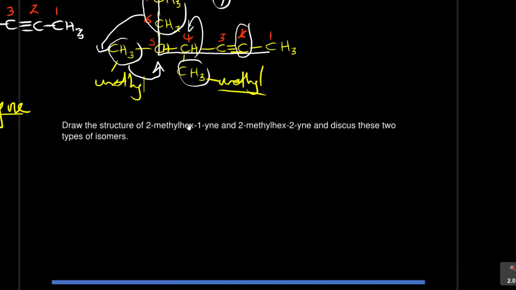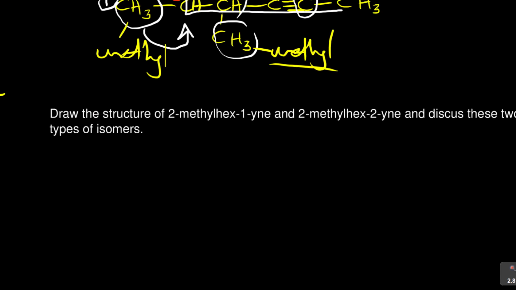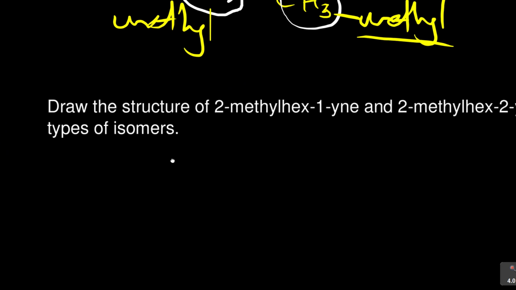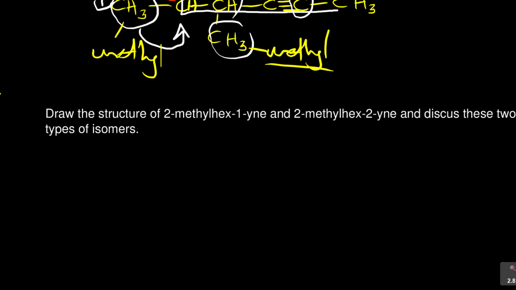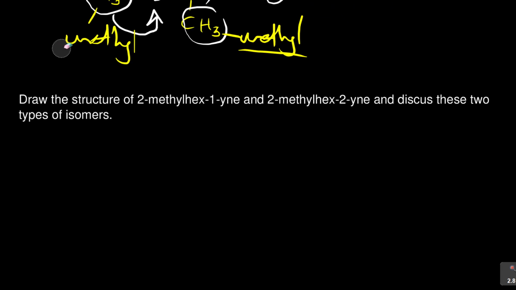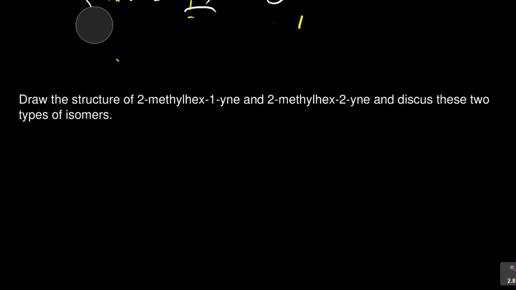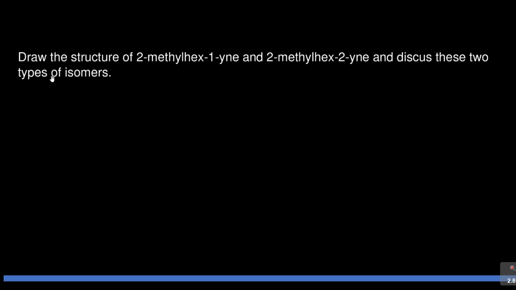See that? That is the one. And then move on to the other question here. Let's look at this question. It's a bit larger, let me make it small. I hope you're able to understand what I was doing there. Now let's look at this question here. It says I need to draw the structure of 2-methylhex-1-yne and 2-methylhex-2-yne, and discuss these 2 types of isomers.